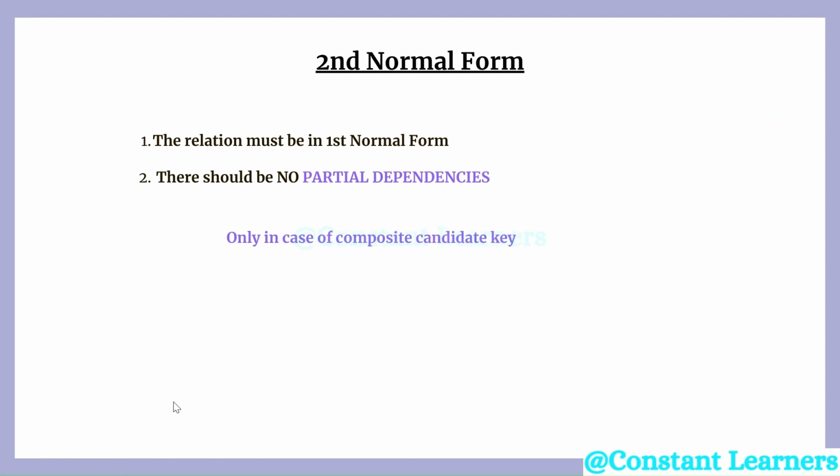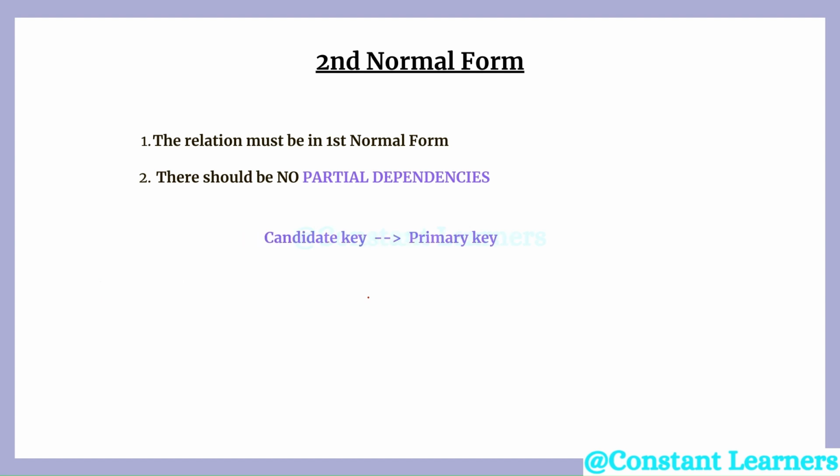Now we are talking about composite candidate keys. Let's say we have a relation with attributes A, B, C, D, E, and the candidate key is only D. In that case, we cannot have any proper subset of this candidate key. All the other attributes will be dependent only on this attribute. So this is a single attribute and not a composite candidate key. Thus there is no chance of partial dependencies in this case. So we need to check for partial dependencies only in the case of composite candidate keys.